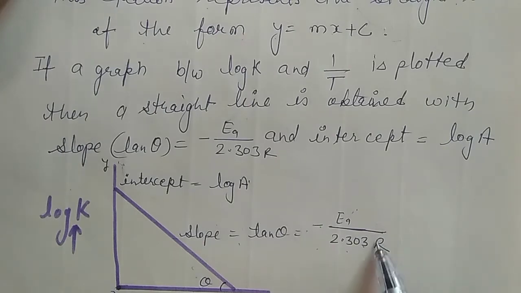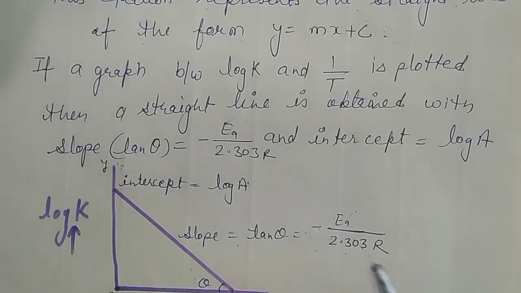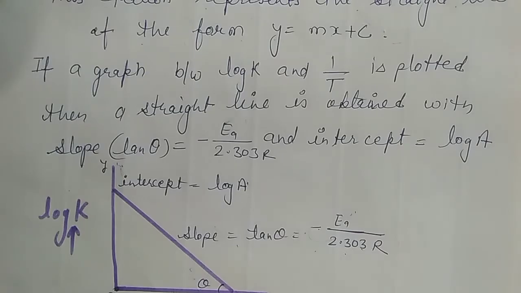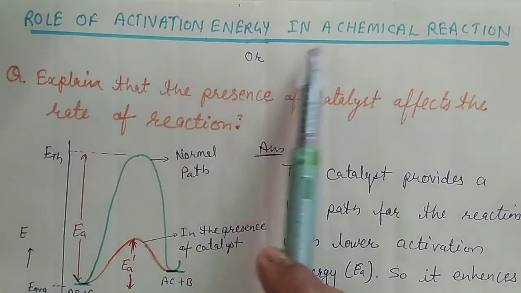The value of R is well known. It is the gas constant, 8.314 joule per mole per kelvin. So we can calculate the value of Ea also. Clear? Now we will discuss the role of activation energy in a chemical reaction.